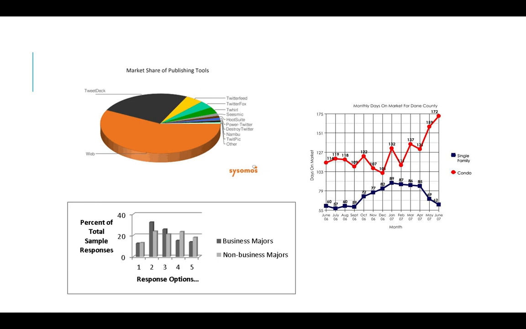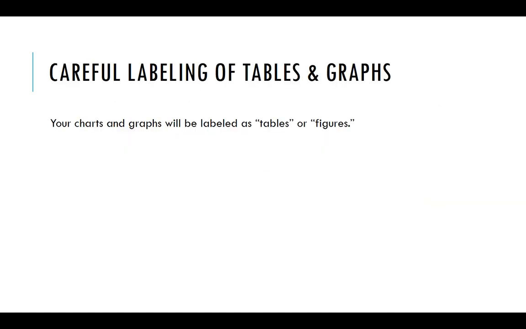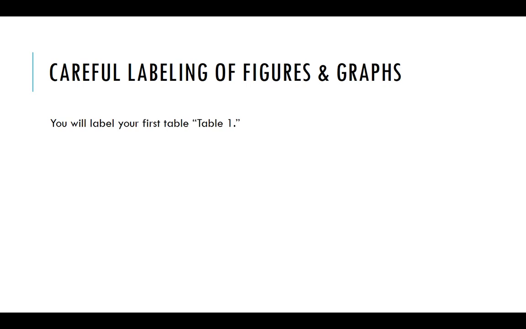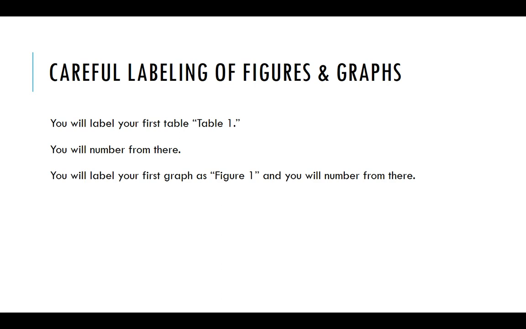All right. So we have tables and we have figures, and we label them as such. Now, charts and graphs are going to be labeled as tables and figures. Those are the only two options, and each is going to be numbered. And you can select the format that you like the best, whatever you think looks attractive and keeps things organized. But you've got to be consistent across all tables and figures. Your first table is going to be table 1, and then you're going to number from there. And then your first graph will be figure 1, and you will number from there.